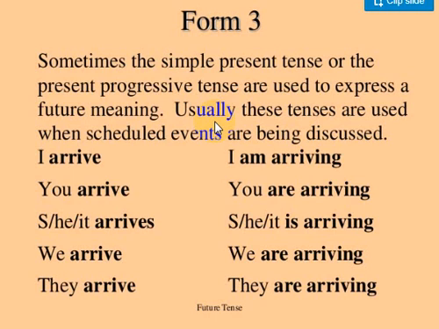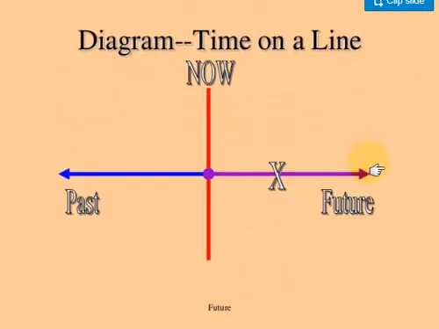Okay, so if I have arrangements or appointment, something that I took some steps towards, I use the present continuous form. But if it is only just plans or intentions, I use going to plus infinitive. Okay, in the diagram, of course, it is in the future.